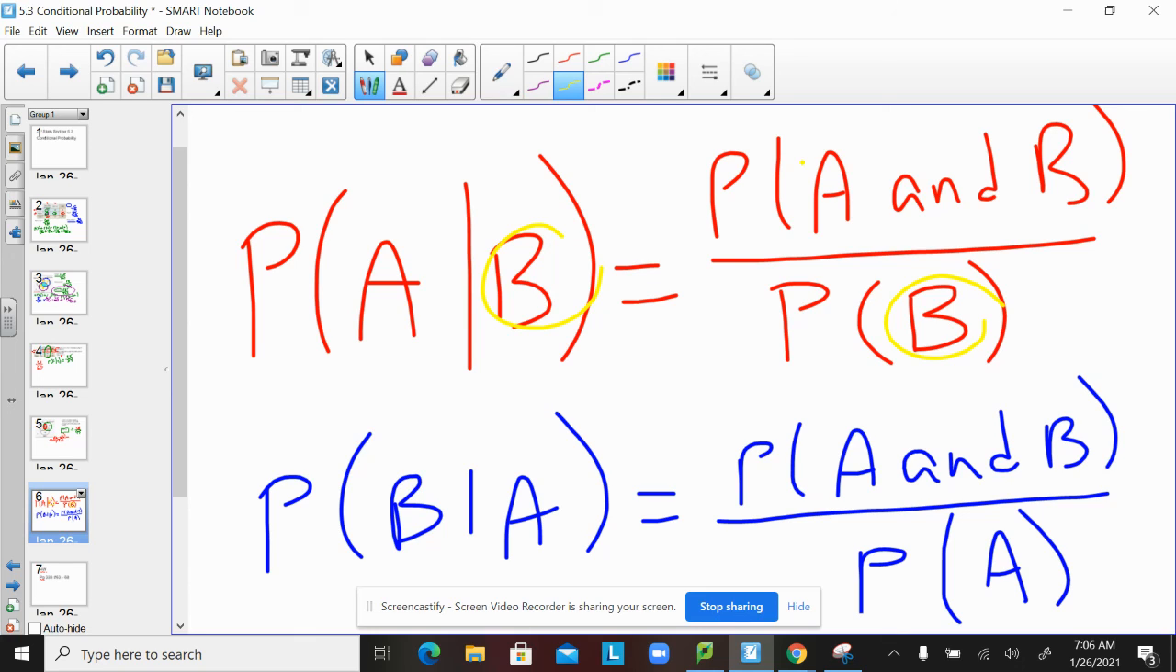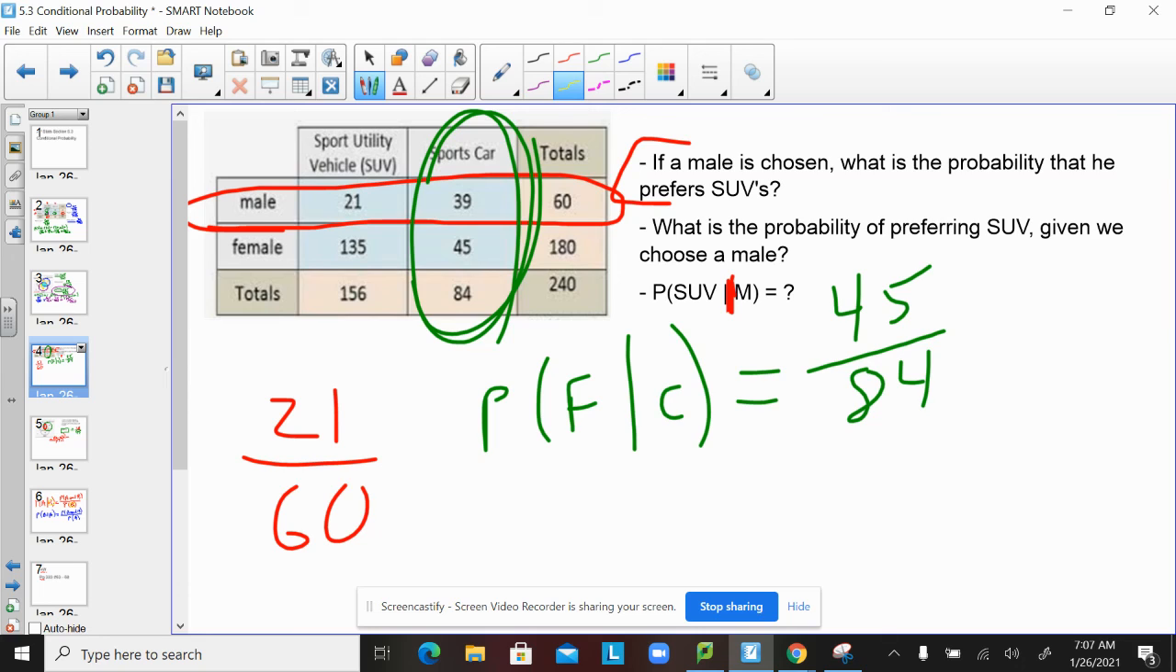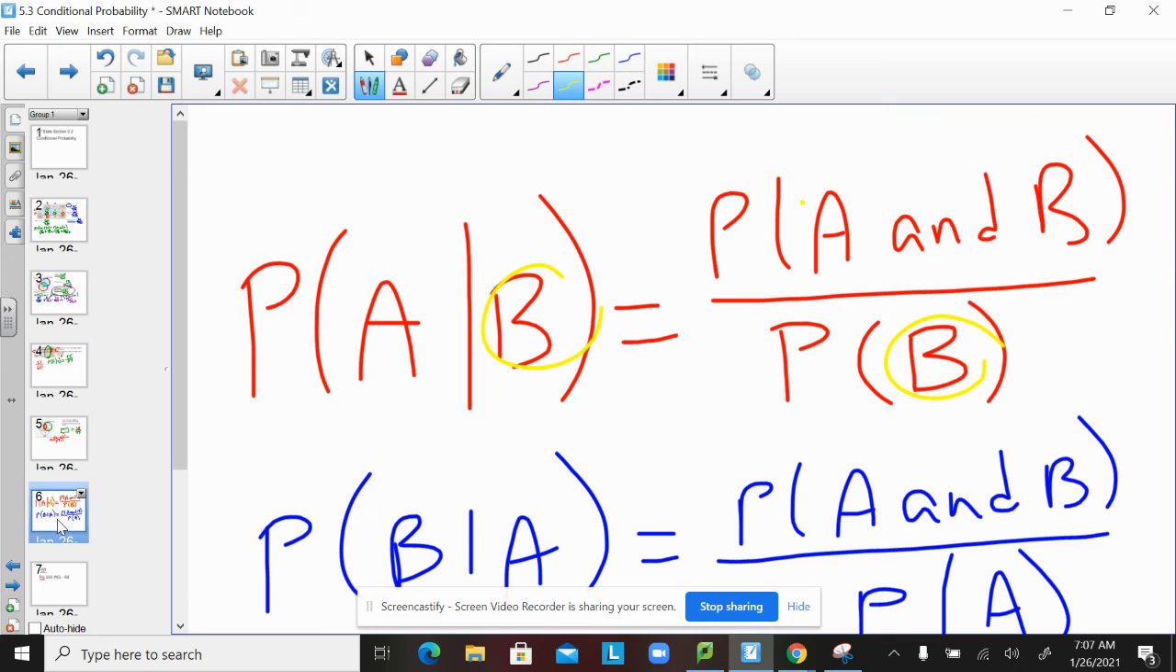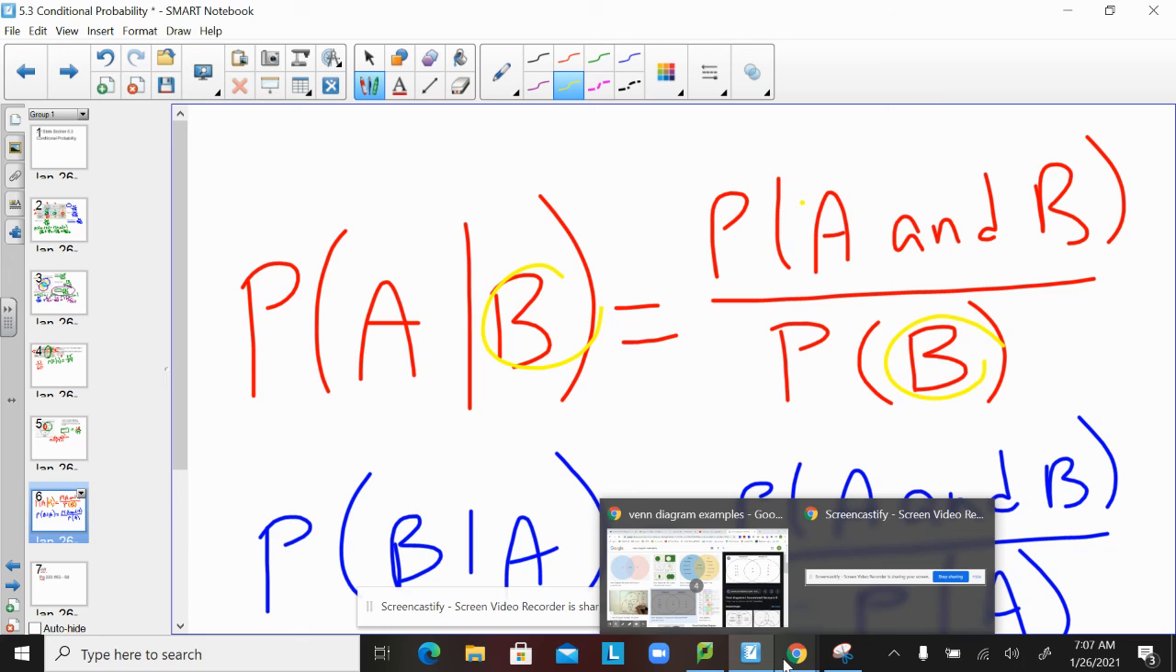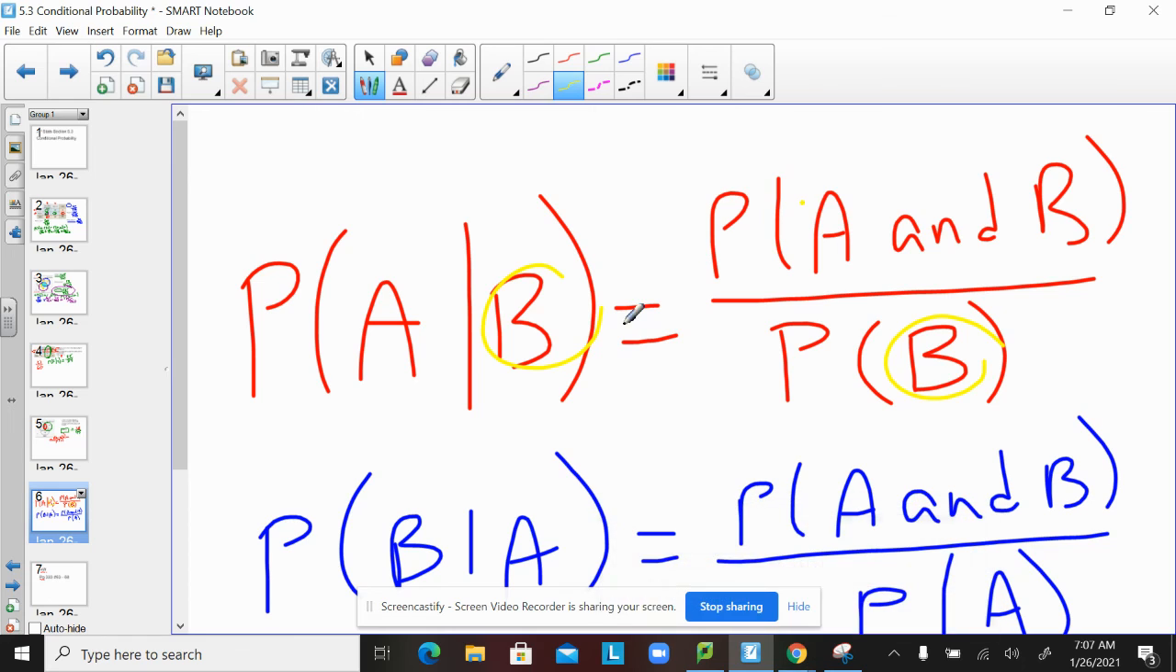But for the conditional probability, notice these two formulas. One says the probability of A given B. The other says the probability of B given A. They both have the overlap on top, but on the bottom is the probability of the second one, the thing that you are given. If I go back to this one, if a male is chosen, you've probably seen probability questions like that before, but the formula you just need to get comfortable with. The probability of A given B is the probability of A and B over the probability of the second, which is B here.